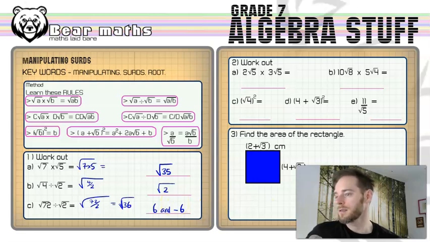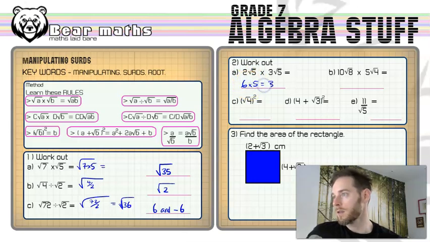There you go. Let's look at number 2. In number 2a, we've got the multiplying one. That's this rule here. This is 2 times 3, which is 6, and then root 5 times root 5. Root 5 times root 5 is root 25, and the root of 25 is 5. So you end up with 6 multiplied by 5.